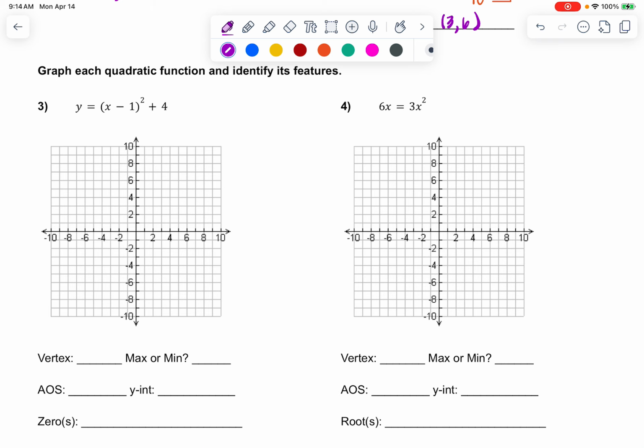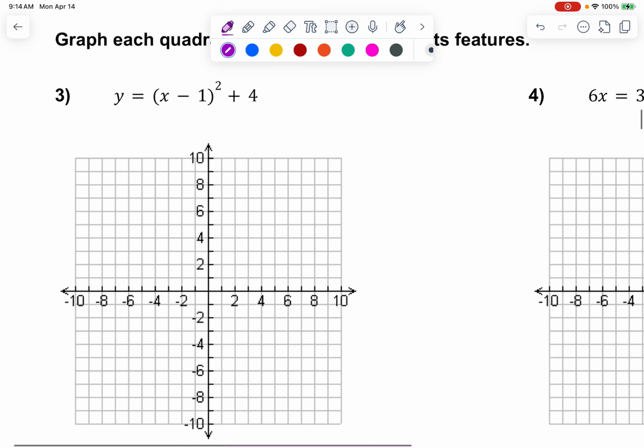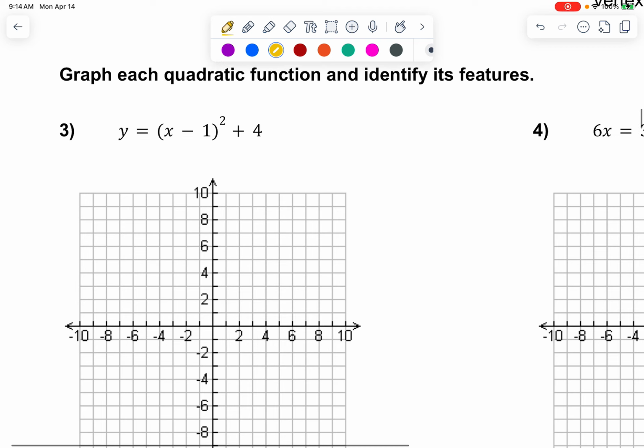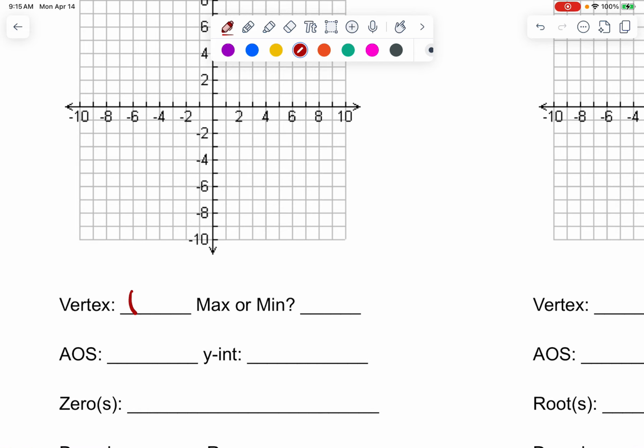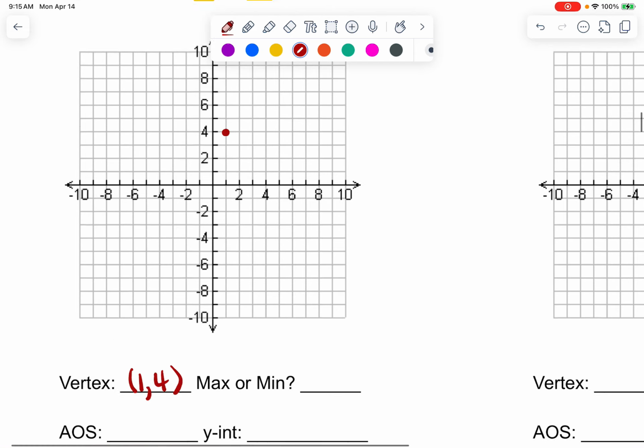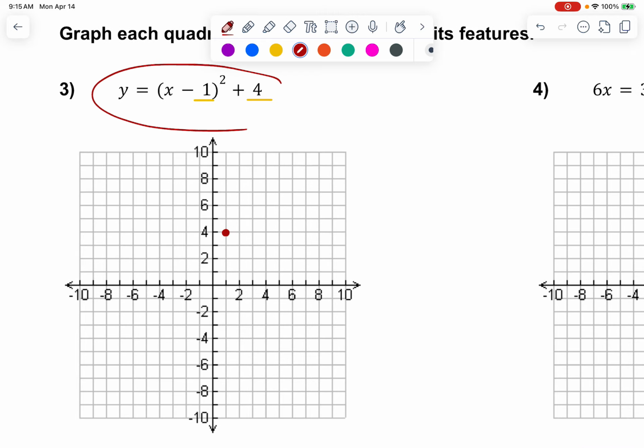I'm going to go ahead and just notice that this first one is in vertex form, and so clearly the (h, k). I know right away that my vertex is, remember, the opposite of the number that you see in the parentheses. So (1, 4) is going to be our vertex. I'm going to go ahead and plot that. So (1, 4). I also know that this is opening up because it has a +1 for the a value. So I know it's opening up.